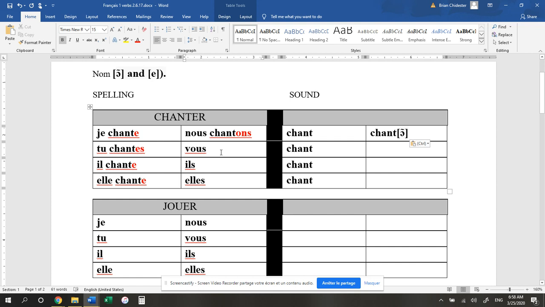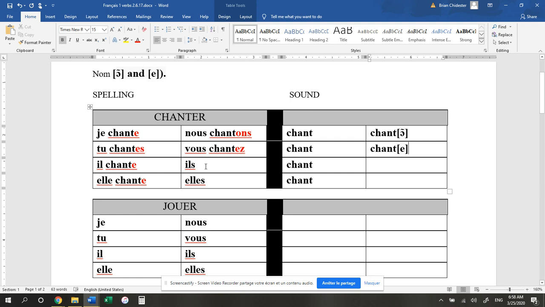Now, similarly for vous chantez. Voilà. Easy is our ending. Vous chantez. And again, we have chante, and then we've got the ay sound. And by the way, this E right here is not actually an E, it's the phonetic symbol for that sound.